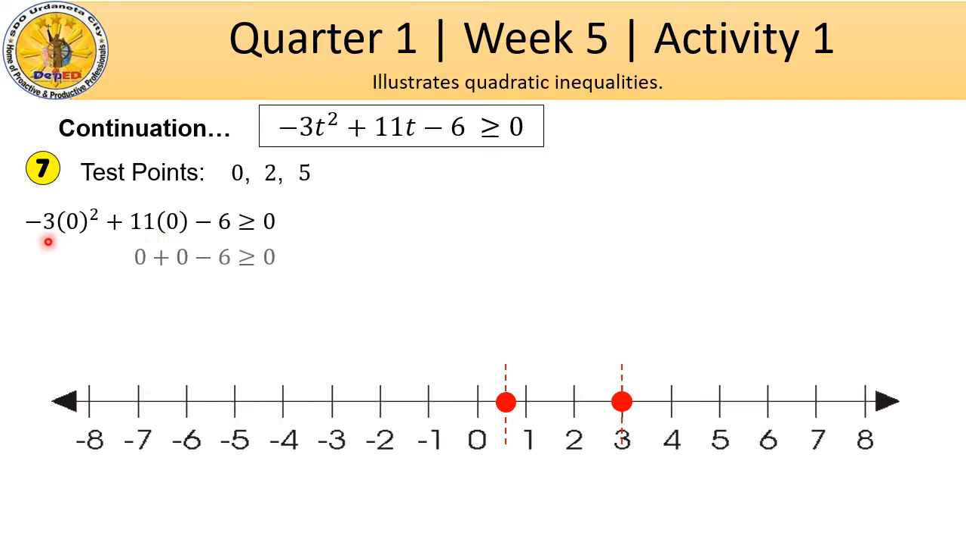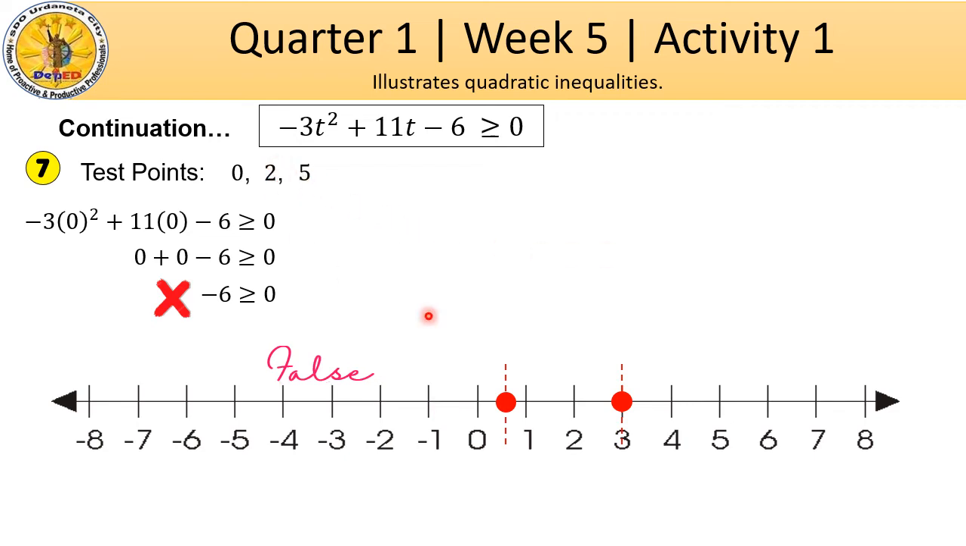And then, let's solve. Negative 3 times 0 squared, the answer is 0. 11 times 0 is 0. And then, we copy this. So, 0 plus 0 minus 6, the answer is negative 6. And then copy. The question is negative 6 greater than or equal to 0? Of course not. Therefore, this region is false, or this region is not part of the solution.